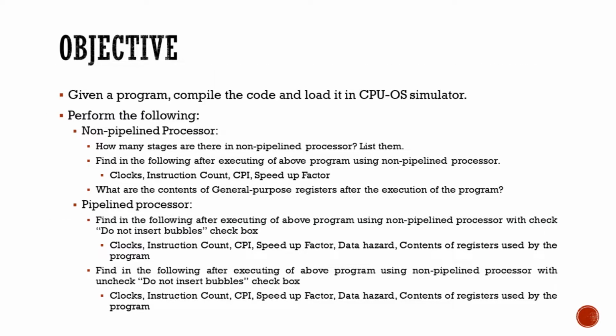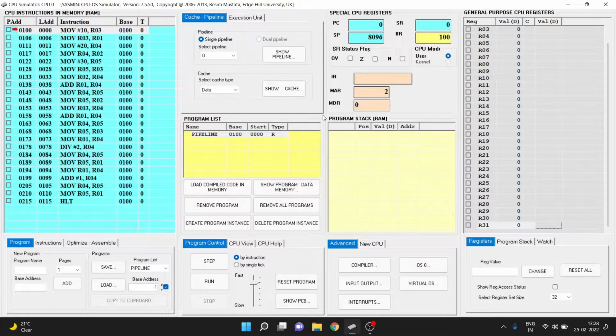Our given task is: we are given a program, and we have to compile the code and load it in the CPU OS simulator. I have already loaded the program and kept it ready in the simulator. If you want to learn how to load a program into this CPU simulator, you can check the eye icon above. I have already made a video on it, and you can learn how to load a program into the CPU emulator in memory.